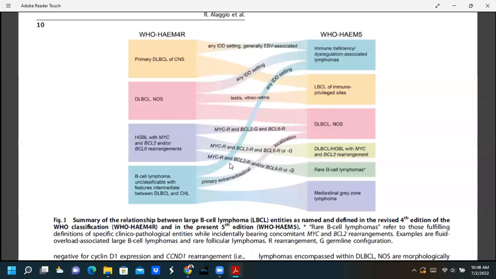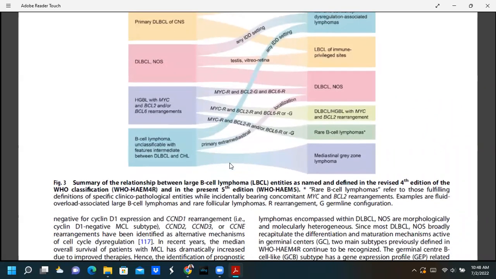Then we had HGBL with MYC and BCL2 and/or BCL6 rearrangement. Now this is put into three categories. Amongst these three, the second one is DLBCL or high-grade B-cell lymphoma with MYC and BCL2 rearrangement. You need rearrangement for both MYC and BCL2, so MYC and BCL2 are important. BCL6 can be rearranged or germline, whatever, but you need both MYC and BCL2. Then you call it MYC and BCL2 rearranged. If it is showing just MYC rearrangement or just BCL2, then you call it DLBCL NOS.